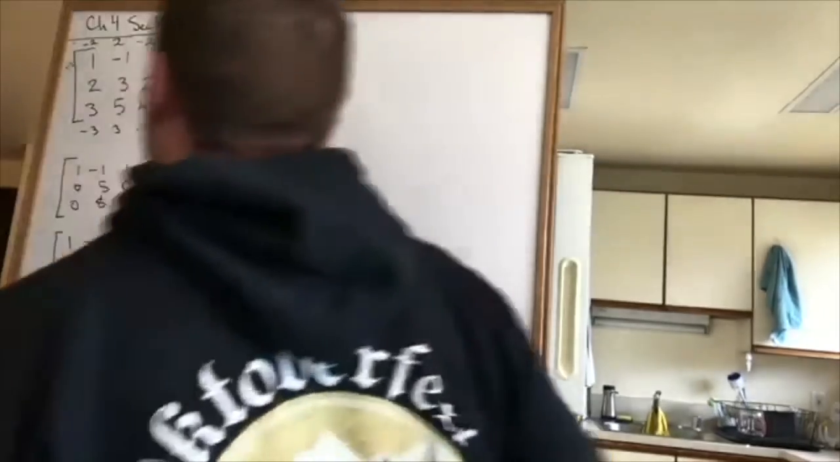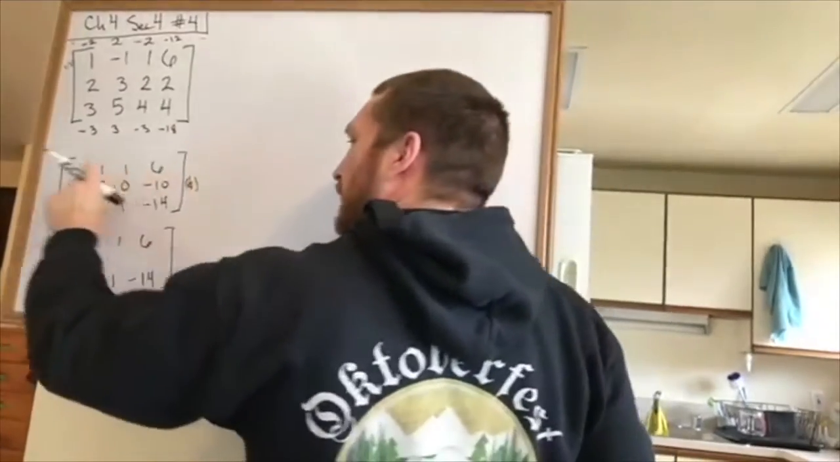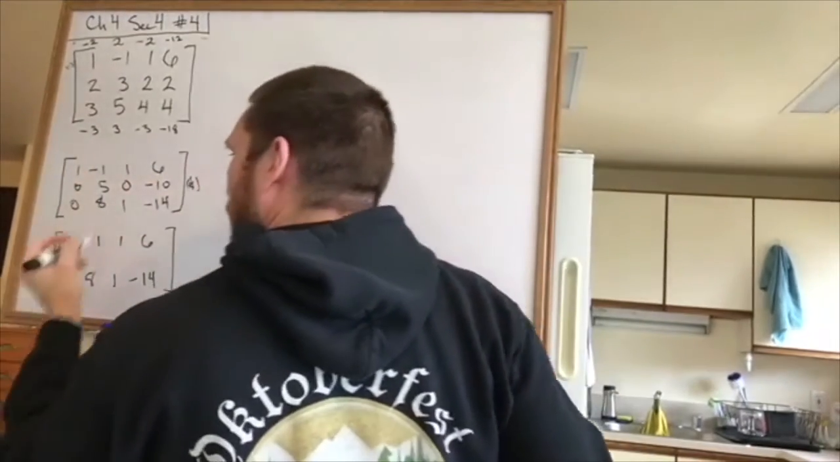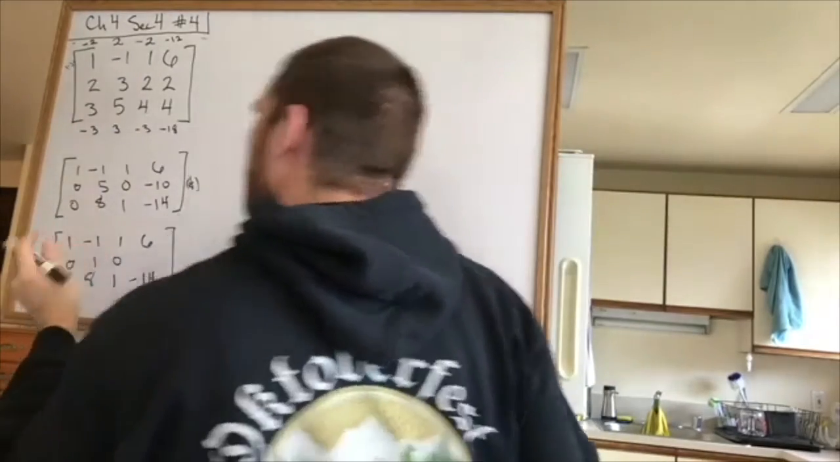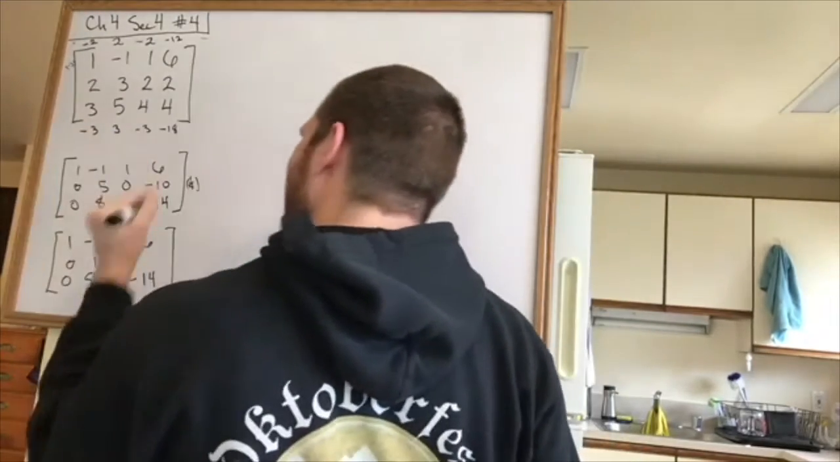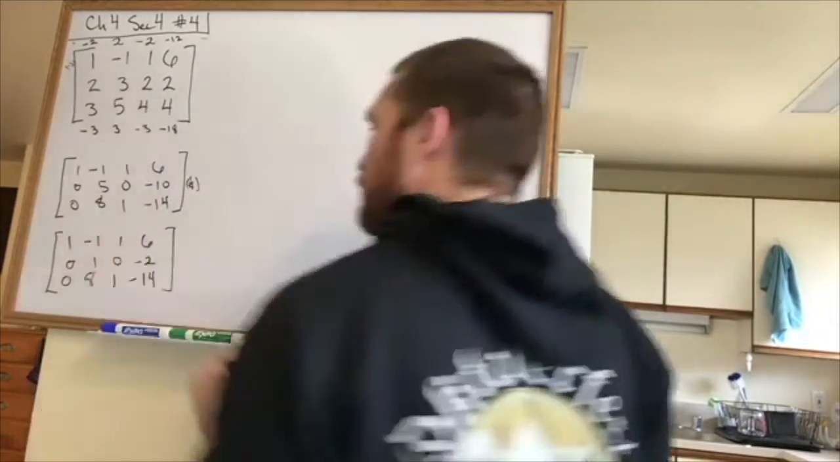Okay. Multiply by 1/5. That's the same thing as divide by 5. 5 divided by 5 is 1. 0 divided by 5 is still 0. -10 divided by 5 is -2.